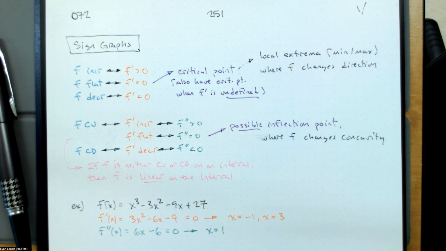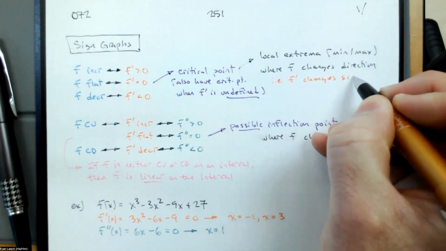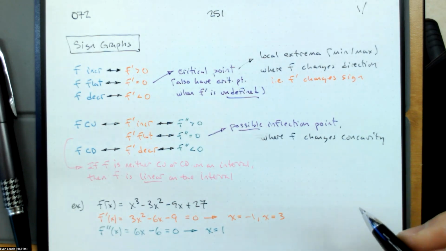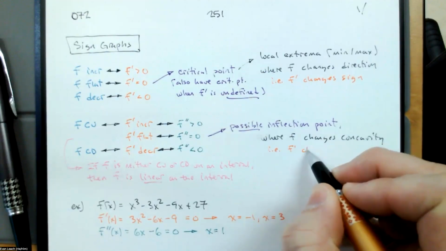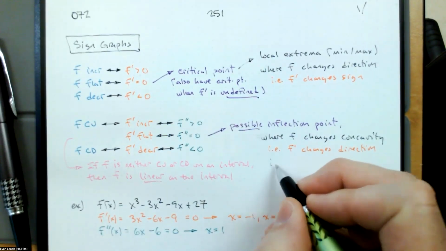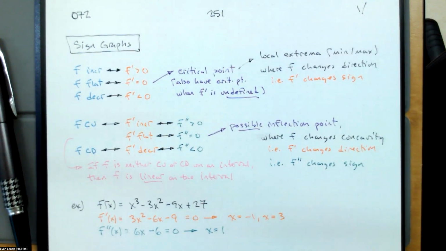So a local extremum is where a function is changing direction, and what that means is that the derivative is changing sign. So when the derivative changes sign, the function is changing direction. When we're looking at inflection points, we're looking for where f is changing concavity. So we're looking for where f prime is changing direction. So we're looking for where the second derivative changes sign. So we're going to use where things are changing sign to determine where other things are changing direction or concavity.